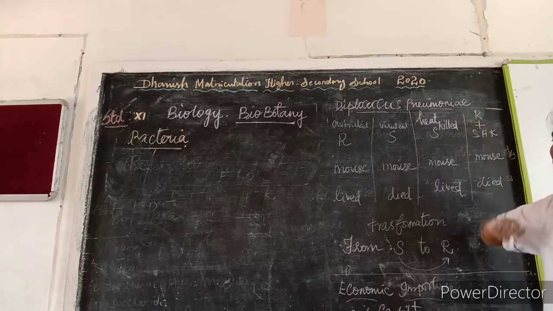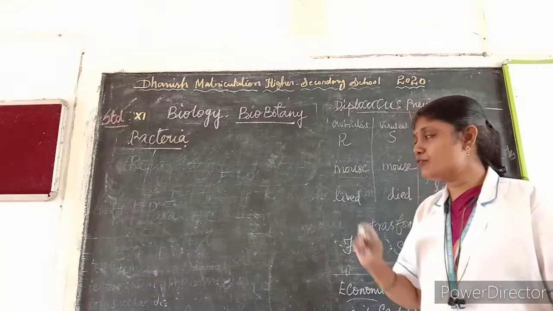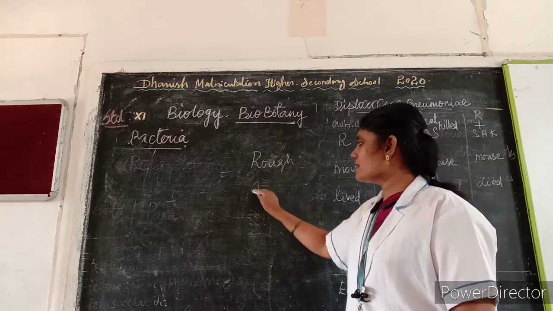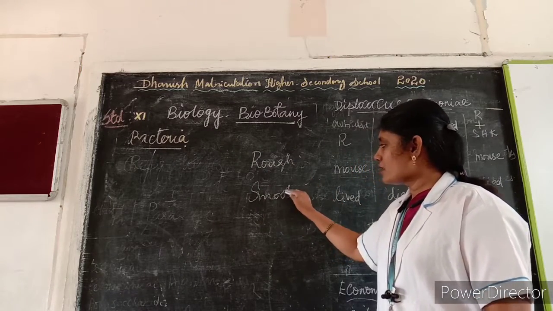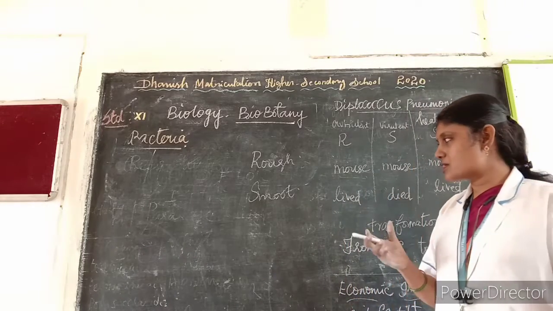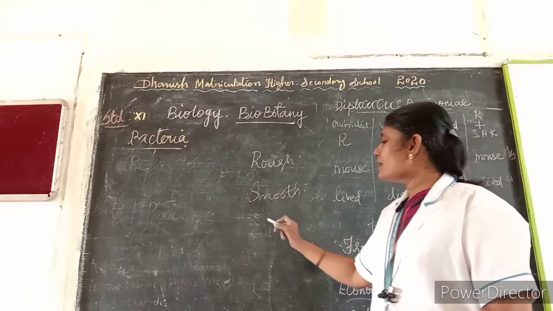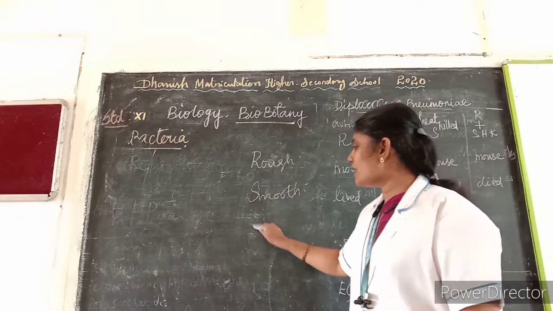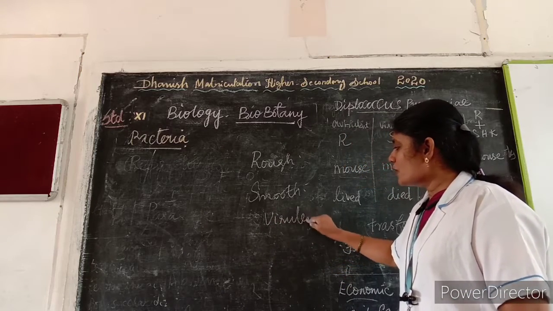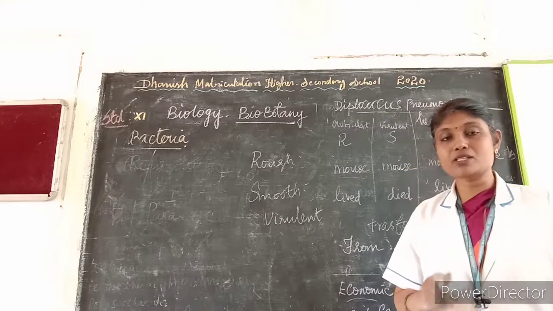Diplococcus pneumoniae bacteria are of two types. One is rough, the other one is smooth, based on the structural outlook, how it looks. And you have to understand the term virulent. What is virulent? Virulent is which will cause an adverse effect. That is called virulent.